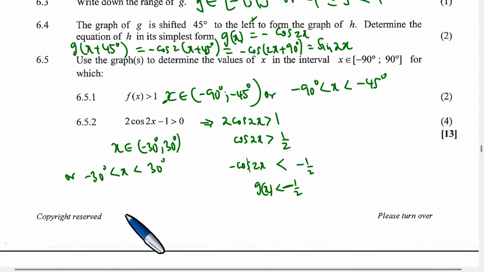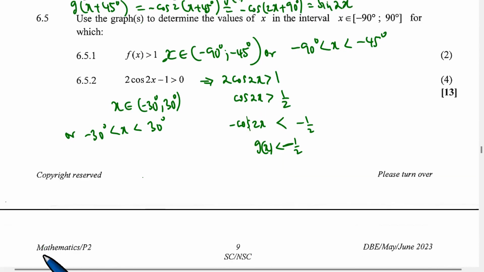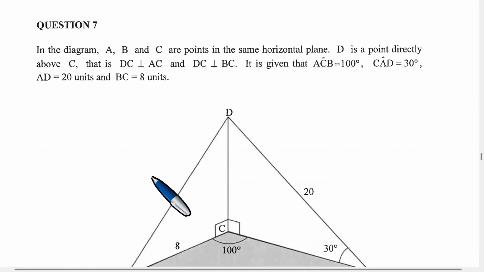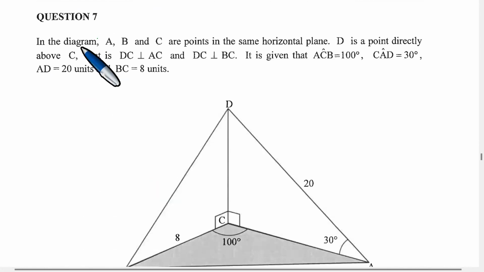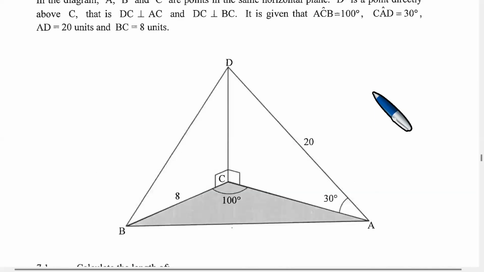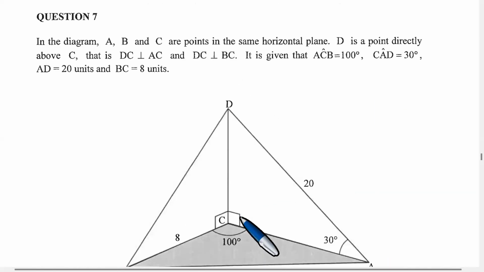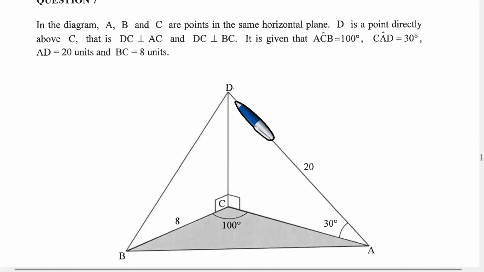Let's just continue a little bit and finish off this question. Question 7. In question 7, the diagram A, B, and C are points in the same horizontal plane. A, B, and C are on the ground, same horizontal plane. D is a point directly above C. D is directly above C. That is, DC is perpendicular to AC, and DC is perpendicular to BC.